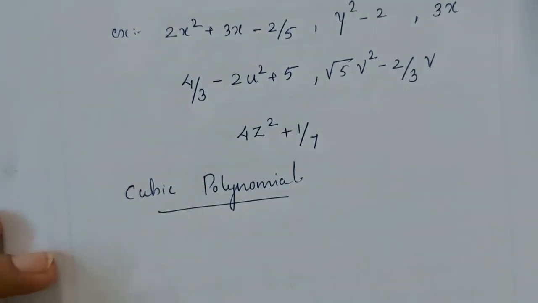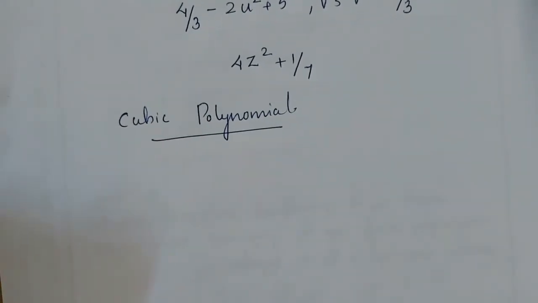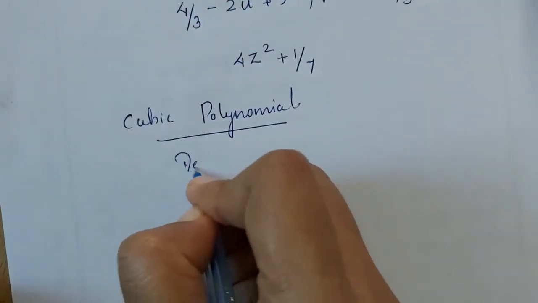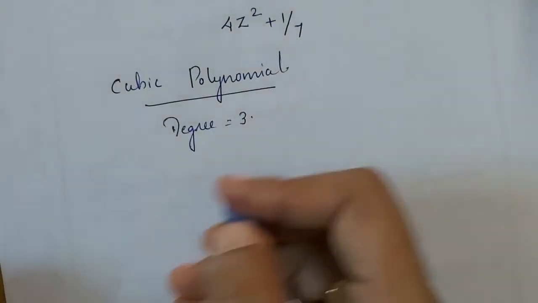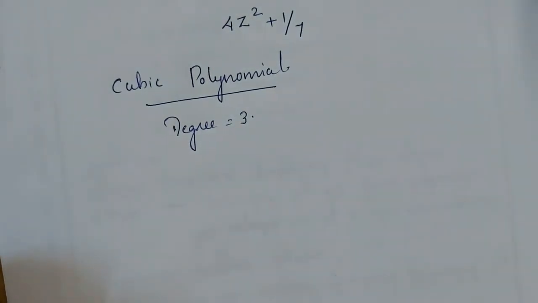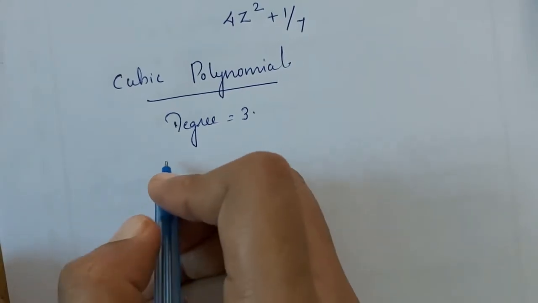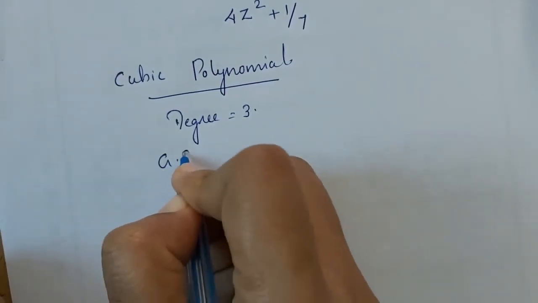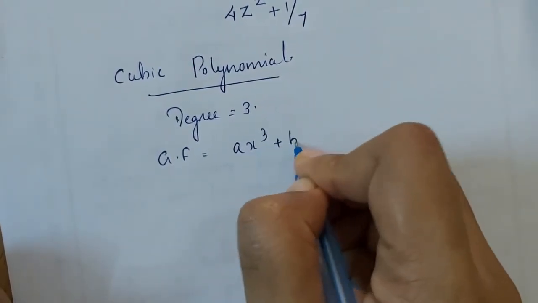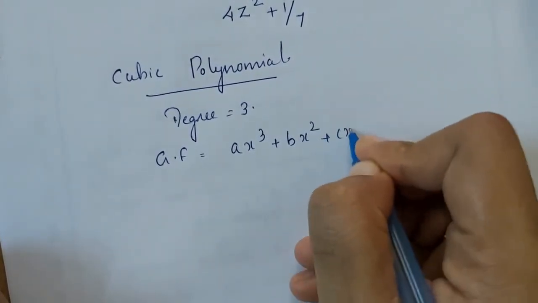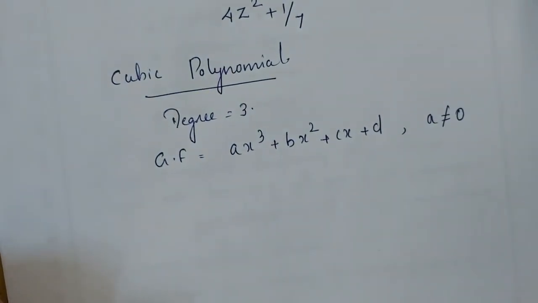Linear polynomial, degree is equal to 1. Quadratic polynomial, degree is equal to 2. And the third category, cubic polynomial, we know it as degree is equal to 3. When a polynomial has a degree, highest exponent power 3, then it is called cubic polynomial. And the general format for cubic polynomial is ax raised to 3 plus bx square plus cx plus d, and the value of a should not be equal to 0.